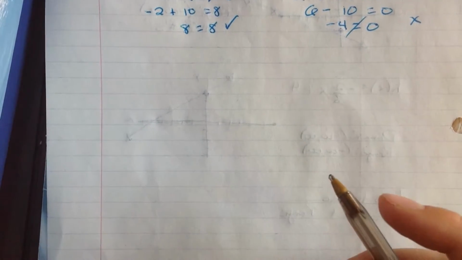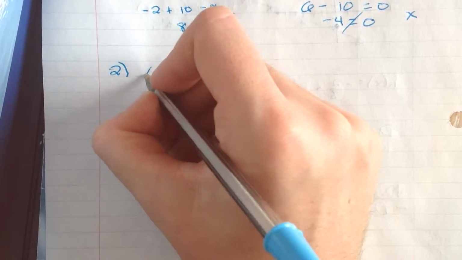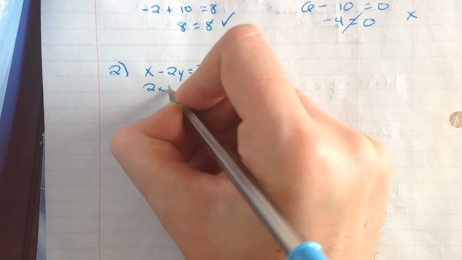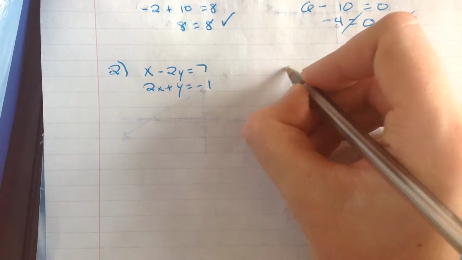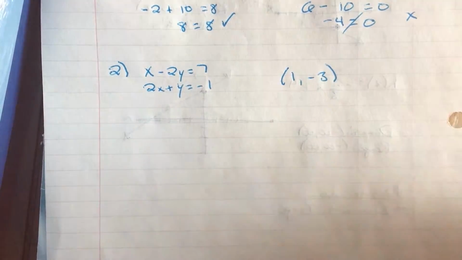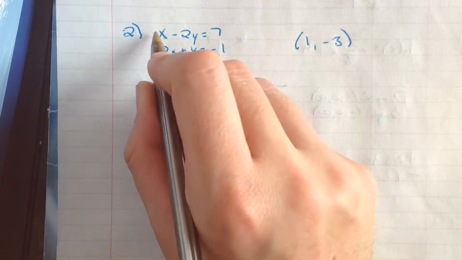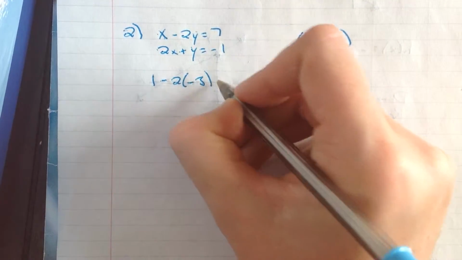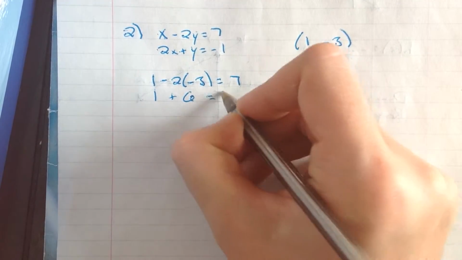So say, for example, that we were given the equations x minus 2y equals 7 and 2x plus y equals negative 1, excuse me. And we have the ordered point (1, negative 3). Is this a solution to the system? So plugging in again, let's take our first equation. 1 minus 2 times y equals 7. 1 plus 6 equals 7.